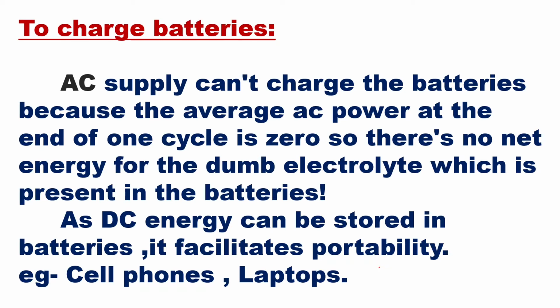AC supply can't charge the batteries because the average AC power at the end of one cycle, that is your positive and negative half cycle, is zero. So there is no net energy for the dumb electrolyte which is present in the batteries. As DC energy can be stored in batteries, so batteries require DC energy, and it gives also your output as DC energy. That is why whatever AC we have, we have to convert it into DC, and for that you require a rectifier circuit.